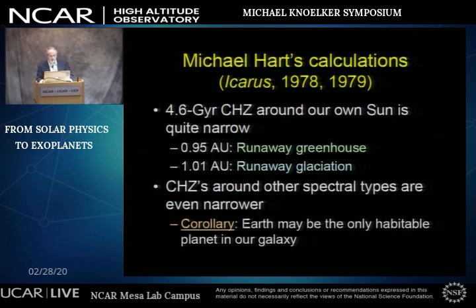And then in the second paper, Hart applied his model to other types of stars, and the model was tuned for our own solar system, and so it didn't work at all for these other types of stars. So he concluded that Earth might be the only habitable planet in the entire galaxy. And there are pessimists everywhere, including in the astronomical community, and you can still find introductory astronomy textbooks that quote that result and say that life is very rare.